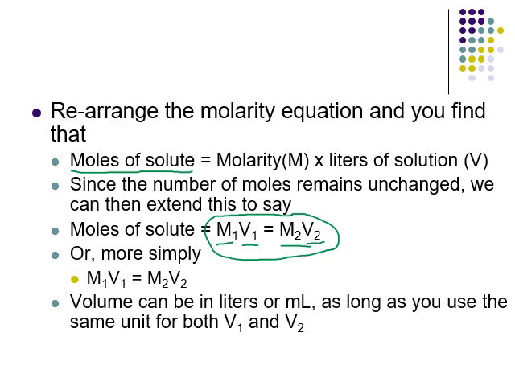And again, M1, the initial molarity, that's usually the high concentration. It's called the stock solution. V1 is the volume of that initial stock solution that we're using, that we're starting with. M2 is the new desired molarity, V2 being the new desired volume.